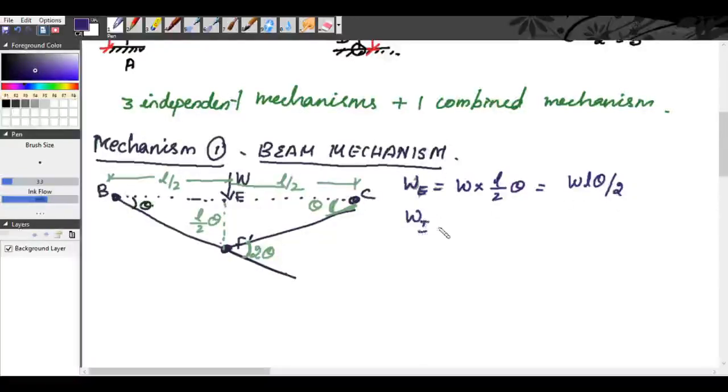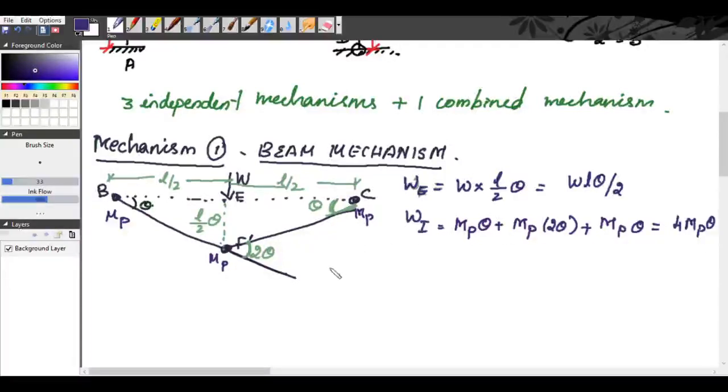Now internal work done will be equal to the plastic moment into rotation. So everywhere throughout the beam we have the plastic moment MP. So MP, MP and MP. So internal work done is MP into theta at B, at F dash it is MP into 2 theta, plus at C MP into theta. So we have internal work done is equal to 4 MP into theta.